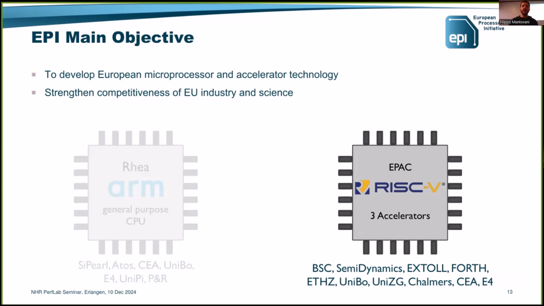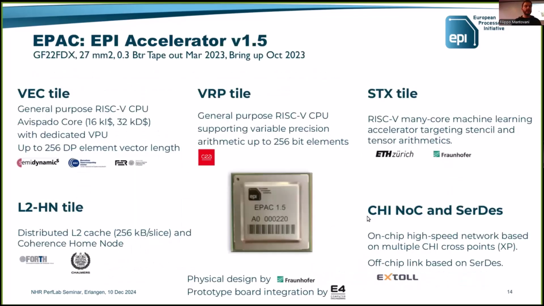Okay, so today we're going to focus on this part. And here you also have the names of the partners involved. There are 3 accelerators, these 3. The EPI accelerator has this very difficult name, that is EPI accelerator, EPAC. Okay, good. So that's why we call it EPAC, because it's the EPI accelerator.